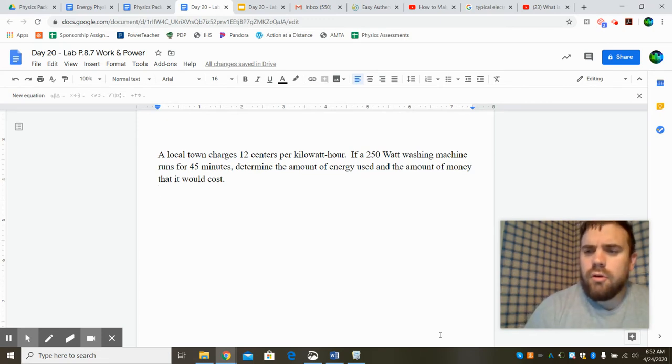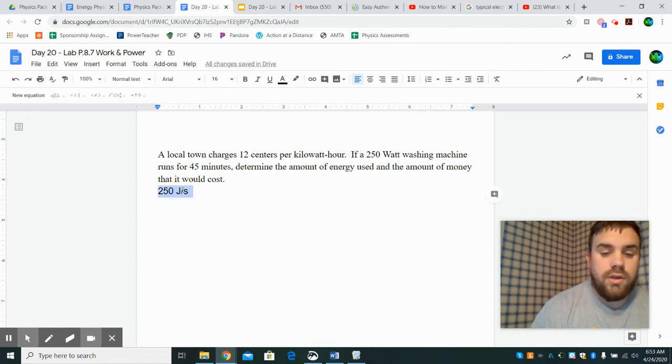You have to know that all appliances or anything that uses electricity has a certain power output. In other words, when I say that this is a 250 watt washing machine, what that means is that it is using 250 joules every second. And a lot of light bulbs are 60 watts, which means for every second they're going to use 60 joules of energy. So when I say there's 250 joules per second, that's what I know.